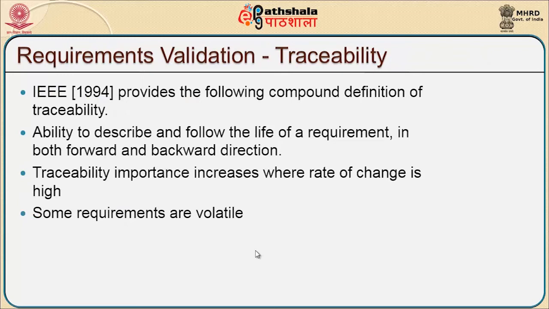Requirements validation requires utmost traceability. If you look at IEEE's 1994 document, which provides a complete definition of traceability, it is the ability to describe and follow the life of a requirement in both forward and backward direction. As I have already indicated, traceability should be forward traceable and also backward traceable. Traceability is important, and its importance increases where the rate of change is high. Whenever there is a change of requirements that needs to be adopted, traceability helps us a lot. Sometimes requirements are volatile.